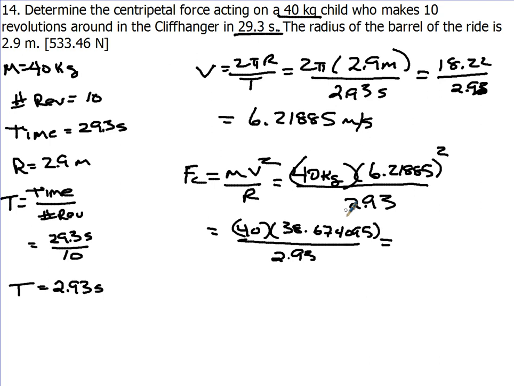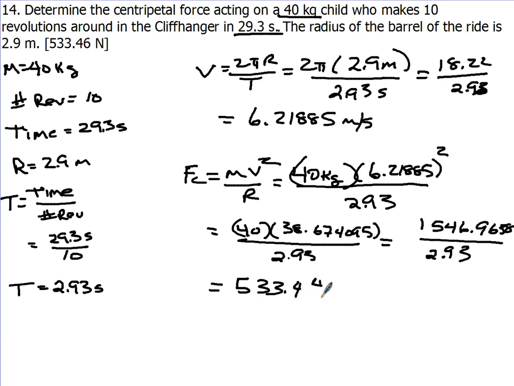All right, multiply the numerator, the 38.67 times 40, and I get 1546.9638 divided by 2.93. So 1546 divided by 2.93 gives me 533.4. On this one, I get 534 newtons. That's close enough. We did some rounding.